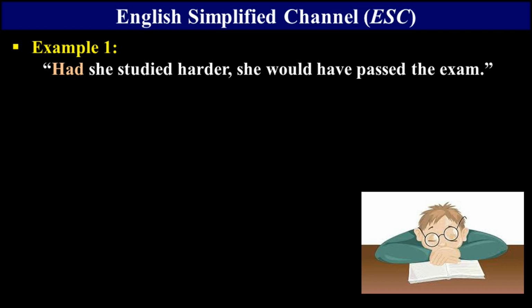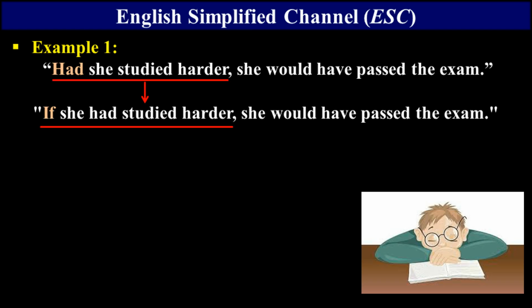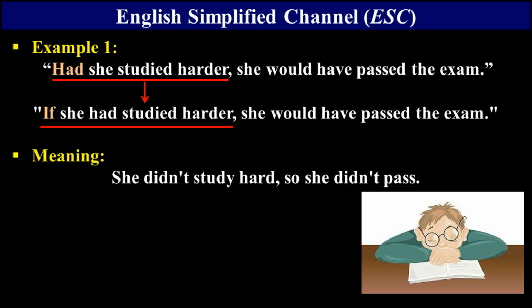Example 1. "Had she studied harder, she would have passed the exam." This sentence can be rewritten by using "if," and it's just similar to: "If she had studied harder, she would have passed the exam." In this case, we're saying she didn't study hard, so she didn't pass. It's a reflection on a past event that didn't happen.